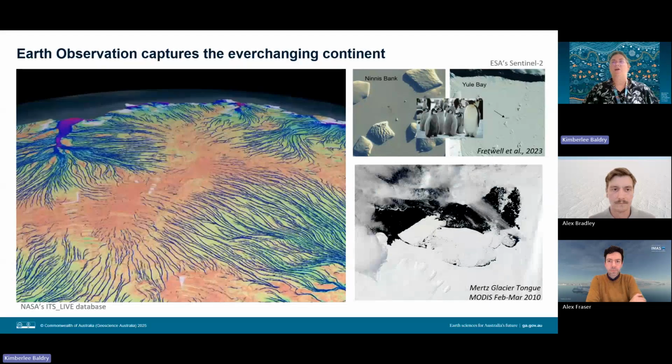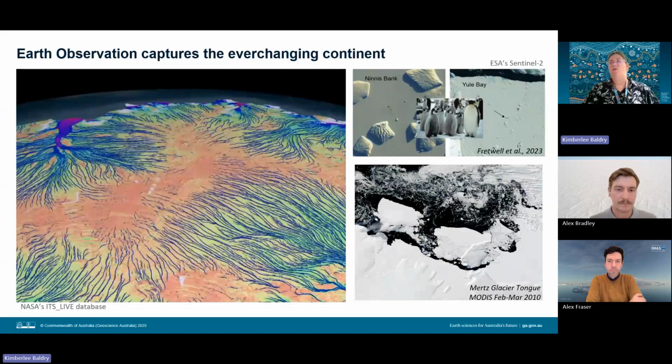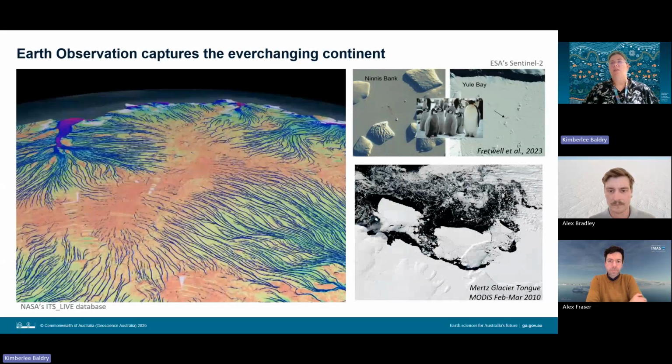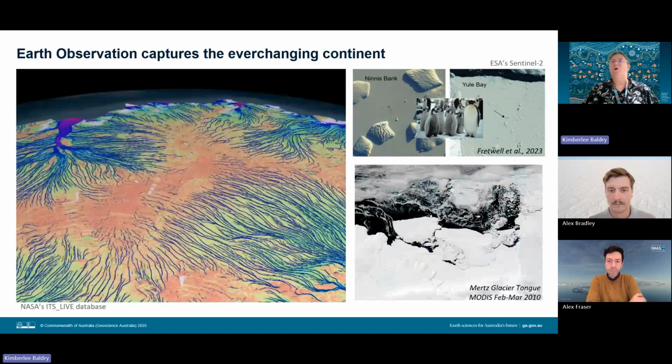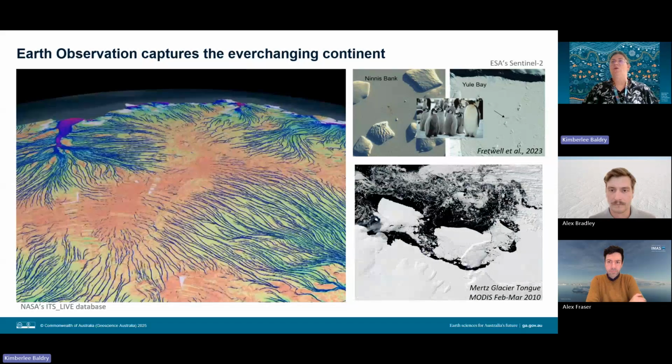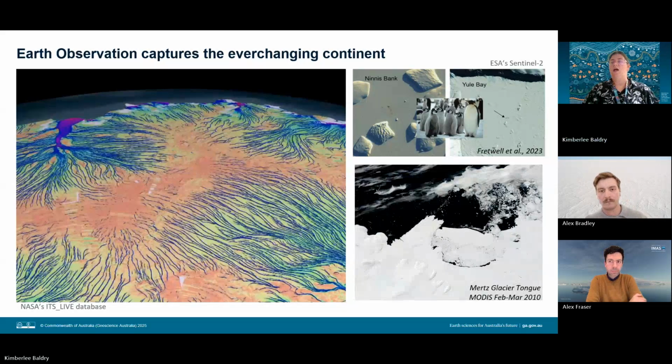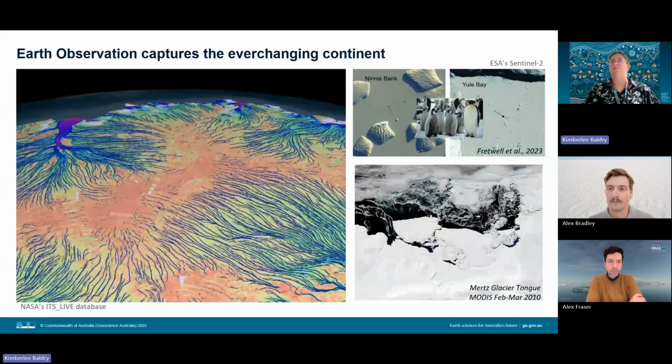and you can see an example on the bottom right, where we see a month of an ice tongue coming out of the Mertz Glacier breaking off, and these big large chunks of ice will go on to produce icebergs, which are hazards for ship operations in a large portion of the Southern Ocean.